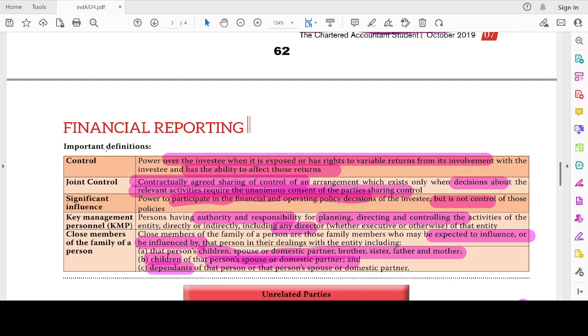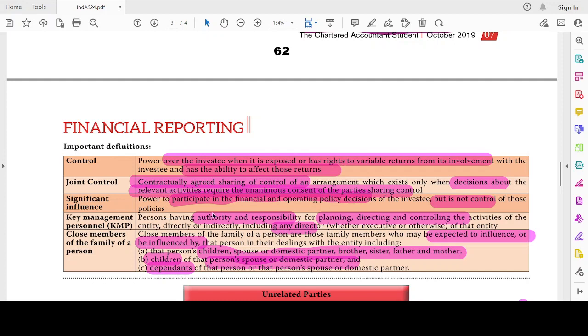Joint control, contractually agreed sharing of control. Joint control means the sharing of control only when it is contractually agreed, when decisions about the relevant activities require the unanimous consent of the parties sharing the control. For example, if I'm taking some key decisions, then the unanimous consent of both the parties is required.